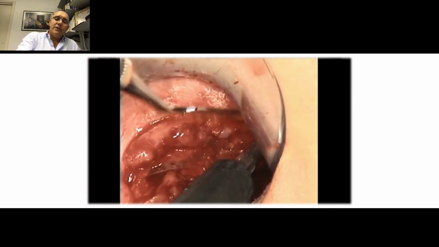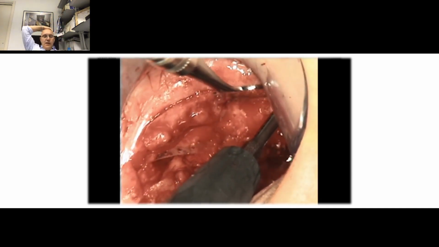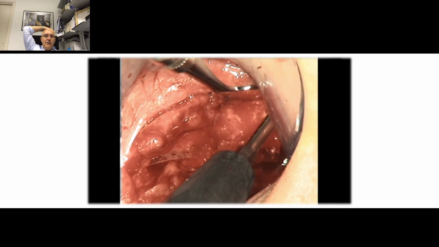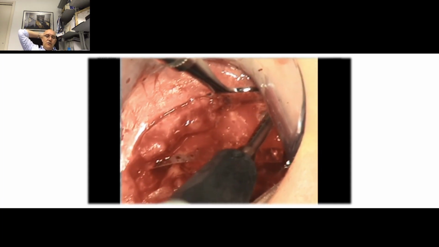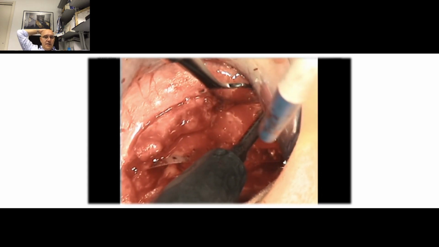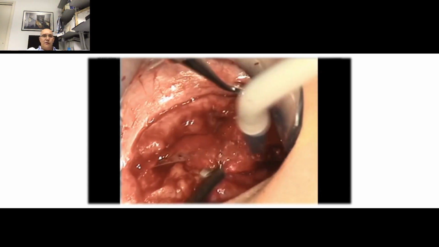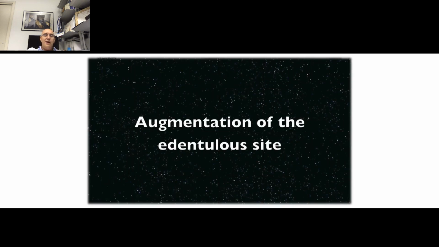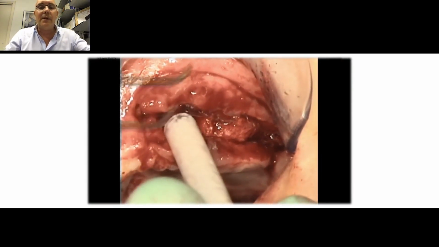In this case, we use 2 membranes with 4 pins. One in the buccal, one in the lingual. The membrane is 5 centimeters long and is 2.5 centimeters high. So we need a lot of membrane, and we need also a lot of bone because we are creating a box. It's a big box where we want to actually place our graft.